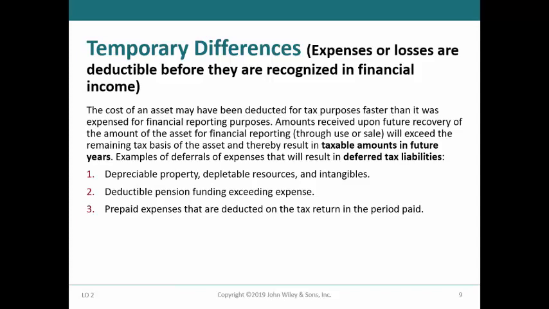Timing differences can also occur when more cash is paid for pension obligations than is deductible for financial reporting purposes. The last example is where we prepay expenses such as insurance or supplies prior to using them. These types of prepaid expenses or accelerated depreciation will result in deferred tax liabilities because of lower expenses reported on the tax return in the future than on the financial statement.